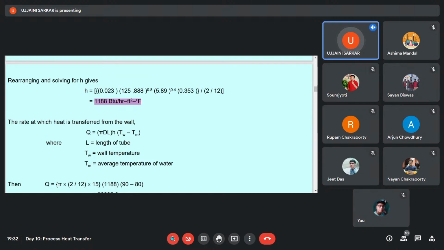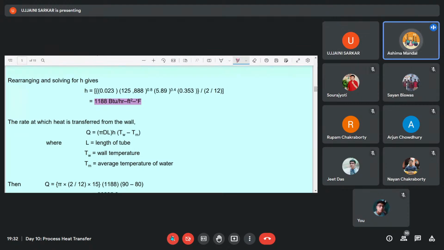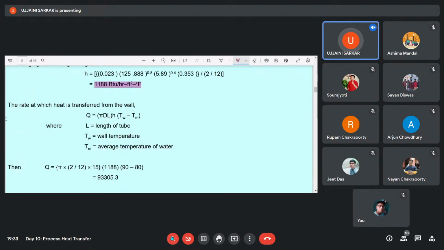Have you checked the value of small h? Yes, ma'am, 1188.11. Very good. Now, this is the new part. With respect to the previous problem, this is the additional part. The rate at which heat is transferred from the wall, that is heat per unit time, you have to find out.